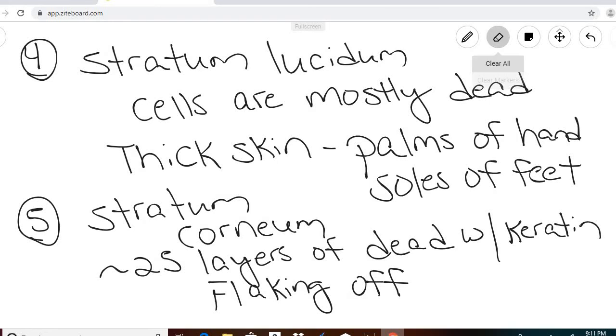So that is what we were going to cover in class on Tuesday. We were going to do some activities related to receptors in the skin, and we'll try to get as many of those done next week in class as we can.